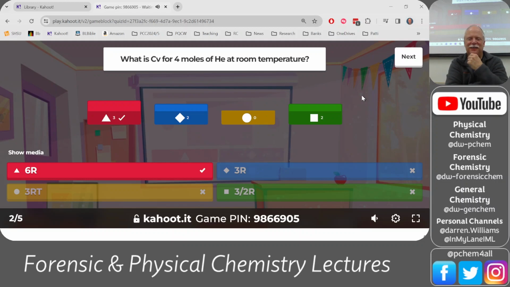A little bit bigger, but it's even spread across. All right, good job on the reds. Yeah, so you have 3/2 R for 1 mole, and then you multiply by 4. 4 over 2 is 2. 2 times 3 is 6, so we have 6 R.